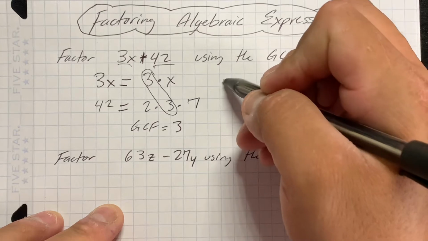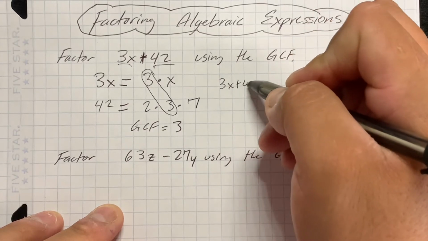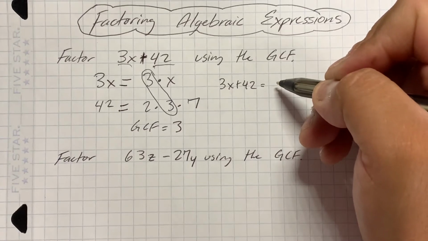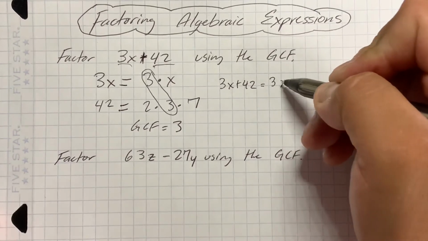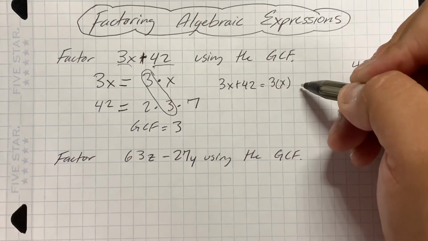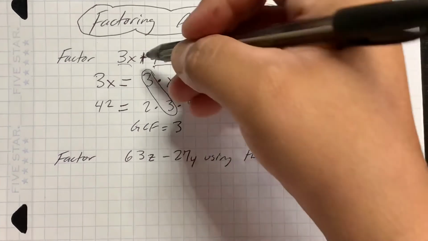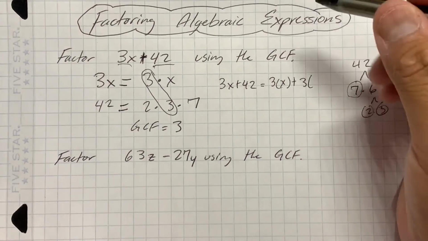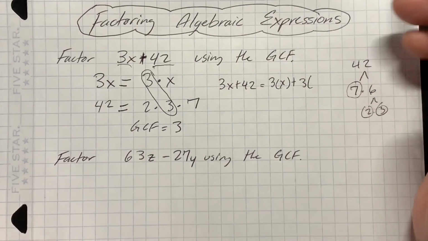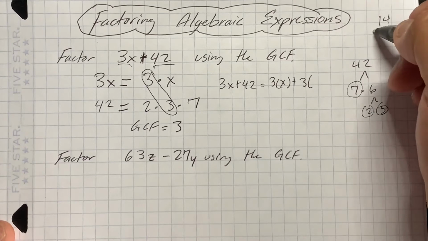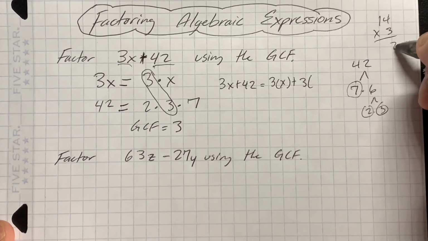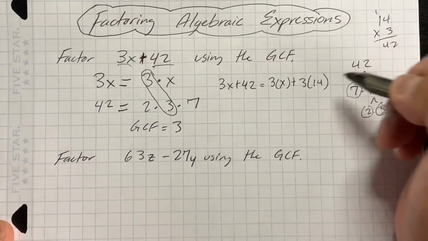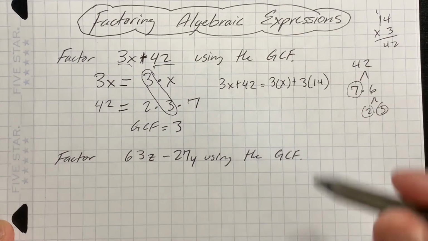So again, I'm going to rewrite it. 3x plus 42 is going to be equal to, using the greatest common factor, 3 times x, okay? And then that plus sign there, plus 3, and then what can we multiply by 3 to make 42? Let's see. 4, 8, 12... 3 times 14 does equal 42.